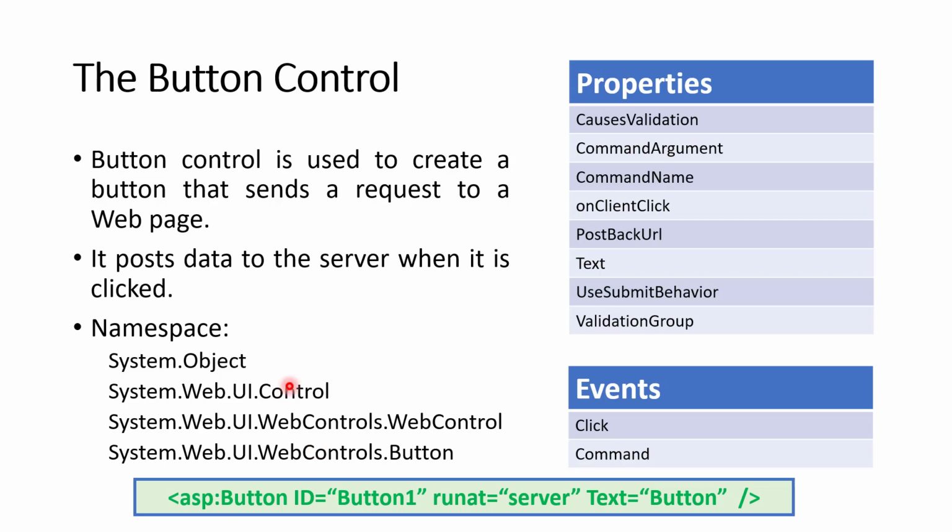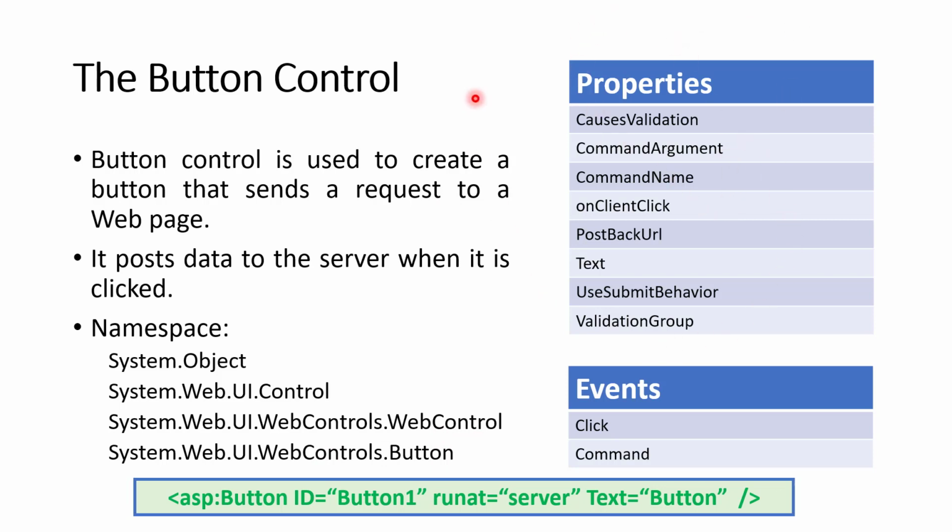A namespace hierarchy for the button control is System.Object, then System.Web.UI.Control, then System.Web.UI.WebControls.WebControl, and then System.Web.UI.WebControls.Button. Now we'll discuss some properties available for the button controls.